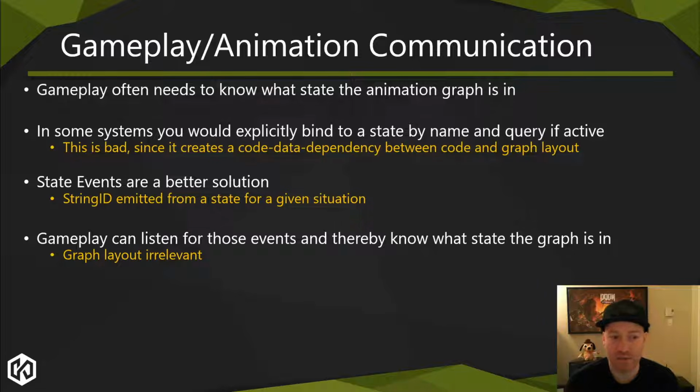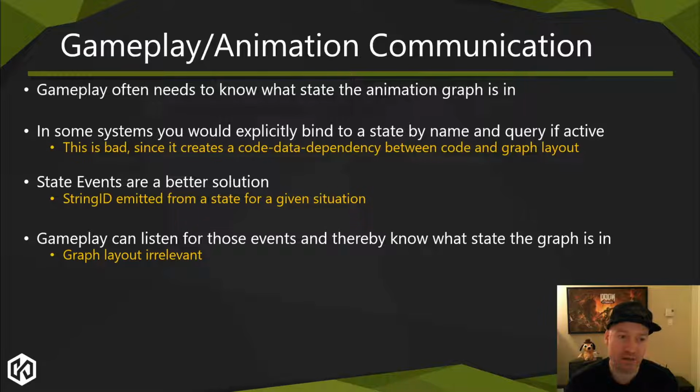In some animation graphs, you had to explicitly bind to nodes, and that was really, really clunky. You had to say, hey, I need to get access to this node, and you'd have to write the whole name and the whole path through and the entire hierarchy to get that node. And then you would query that node saying, hey, are you active? What state are you in? Blah, blah, blah.